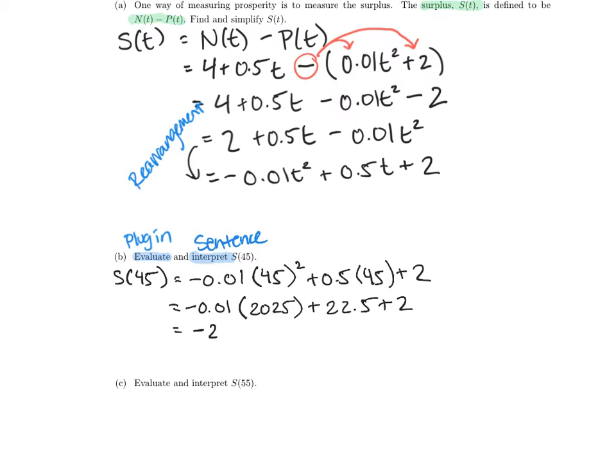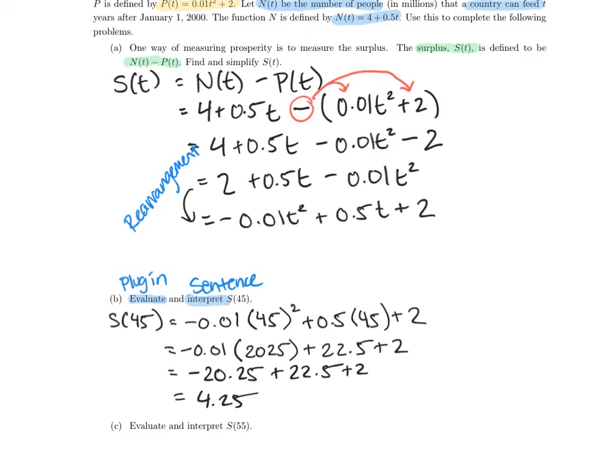This becomes negative 20.25 plus 22.5 plus 2, giving us an answer of 4.25. So this is kind of the algebra piece of the problem. But the real question is, what is 4.25? What does that mean? Well, we have to go back to what this equation of S is. S is the surplus of our number of people we can feed. So we're looking at the total population.